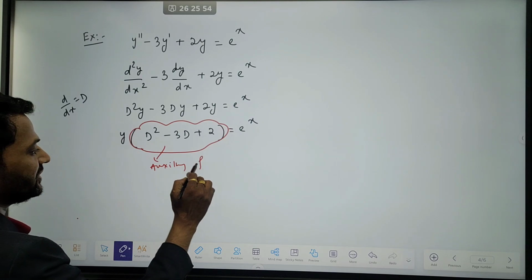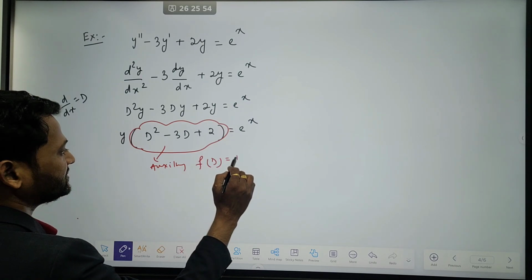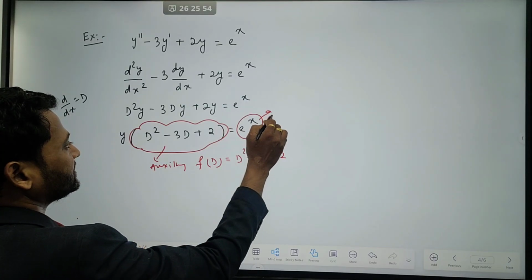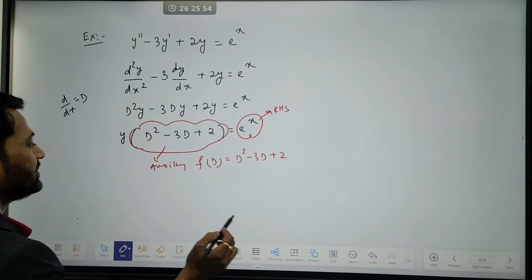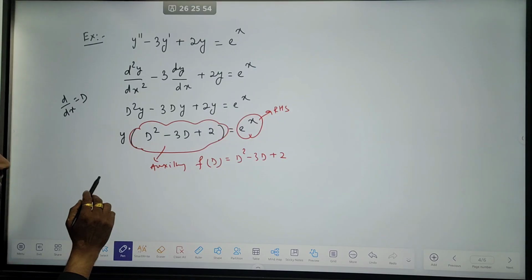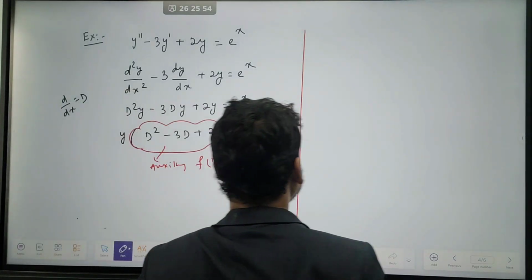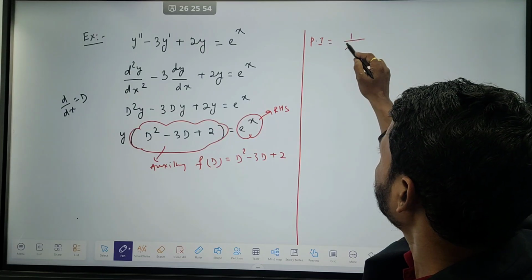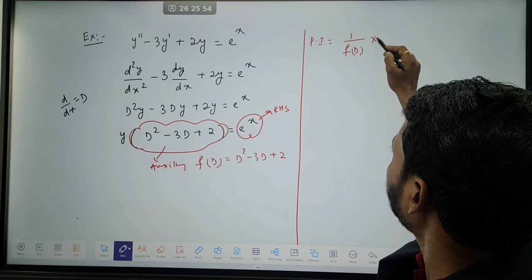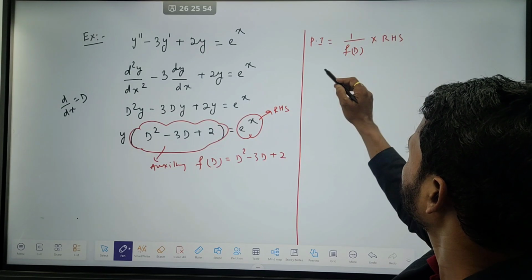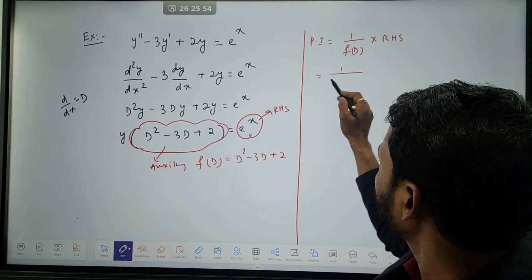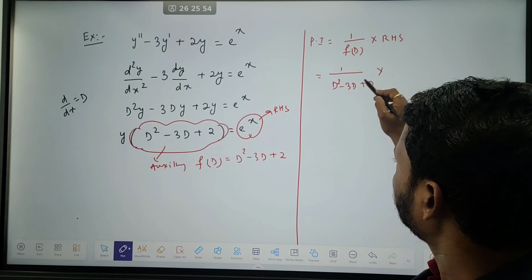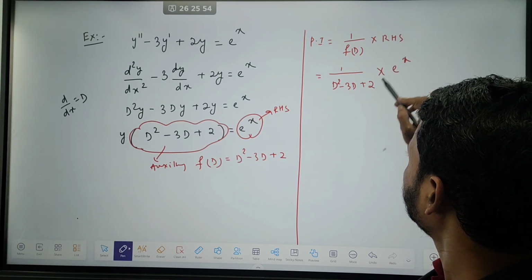Auxiliary equation means f of D. That means f of D is D square minus 3D plus 2, and this part is your RHS side. So what is the standard formula? The standard formula of PI is 1 by f of D into the RHS of the differential equation. So 1 by f of D is D square minus 3D plus 2, and what is the RHS? e to the power x.